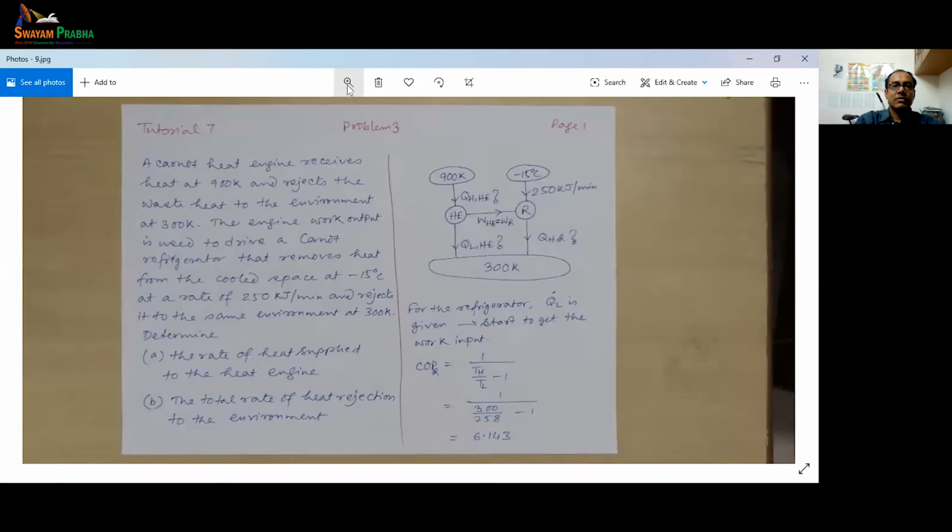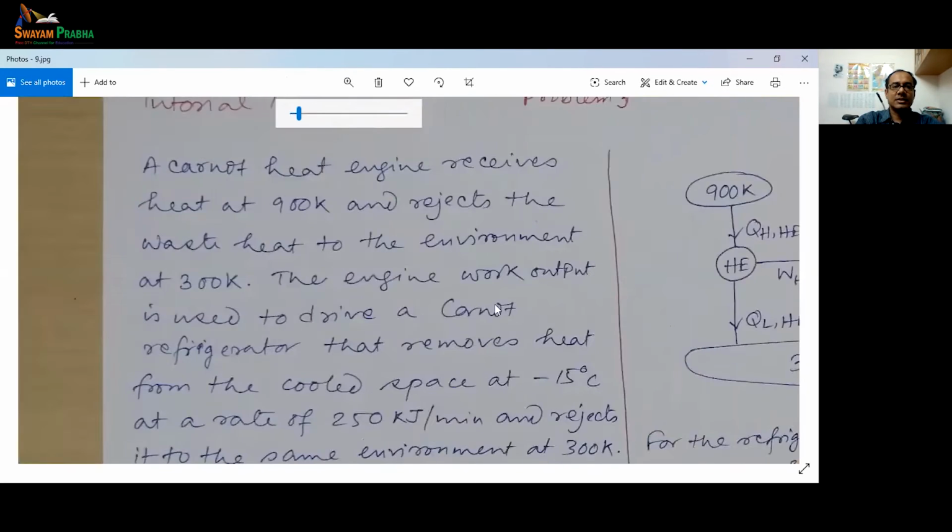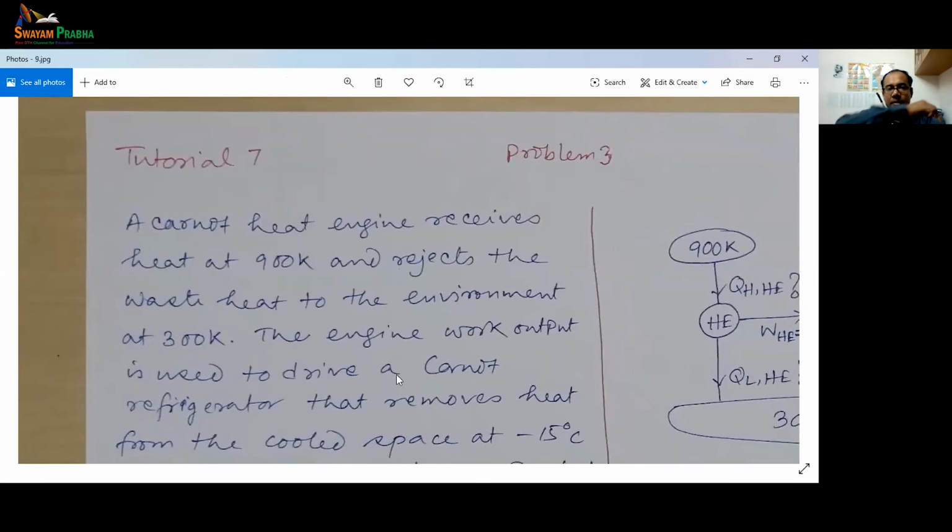which is from the second law of thermodynamics. That means chapter 6 we are now coming in, and I am assuming that you have read through the chapter thoroughly and you have understood what a heat engine means, what a refrigerator or a heat pump means. Okay, so you have looked at a Carnot heat engine.